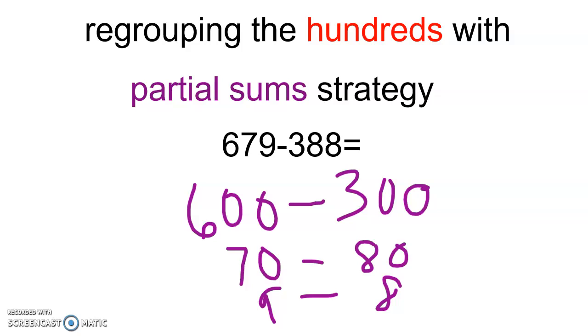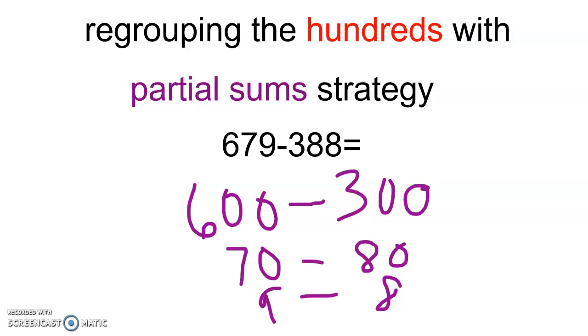Now, when I look at this problem, I have to ask myself a question. Do I have enough tens? No, because I cannot take 7 tens minus 8 tens. Do I have enough ones? Yes, because 9 minus 8 is 1, so I can do that. So now what I'm going to do, before I solve each step of the problem, is regroup. So I'm actually going to use a different color just to show you this.